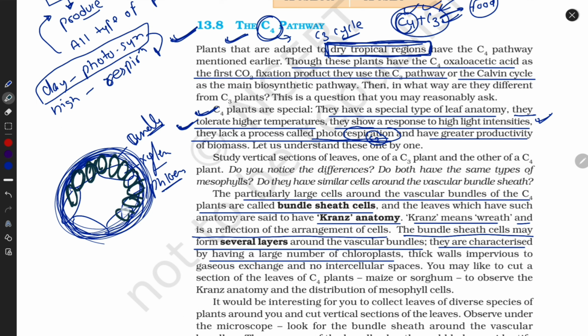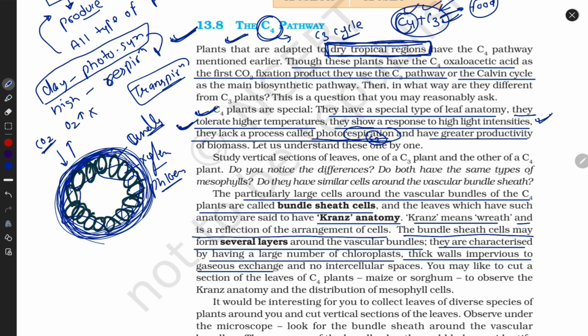What is the use of chloroplast? Useful in photosynthesis, guys. Thick walls are impervious to gaseous exchange. Why do they form a thick wall? Because there is no gaseous exchange. If CO2 is in the surroundings, it is beneficial, but if oxygen is high, then what happens? The plant does not require this, so they make a thick wall, so less gaseous exchange and a lower transpiration rate. Transpiration means removal of water. They reduce the loss of water.